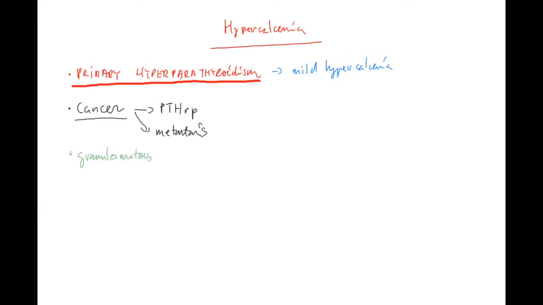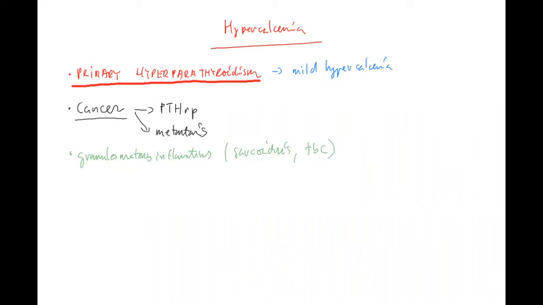Granulomatous inflammations. So basically any of them, but especially remember sarcoidosis as, let's say, the main example, or you could put TBC or whatever. And you know that there are activated macrophages, which are able to transform vitamin D into its most effective form, that's calcitriol.